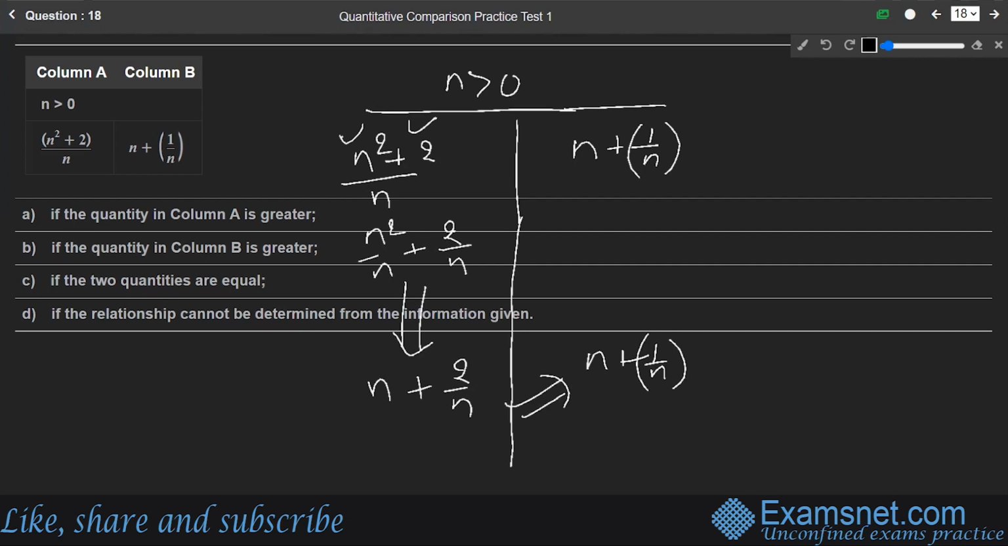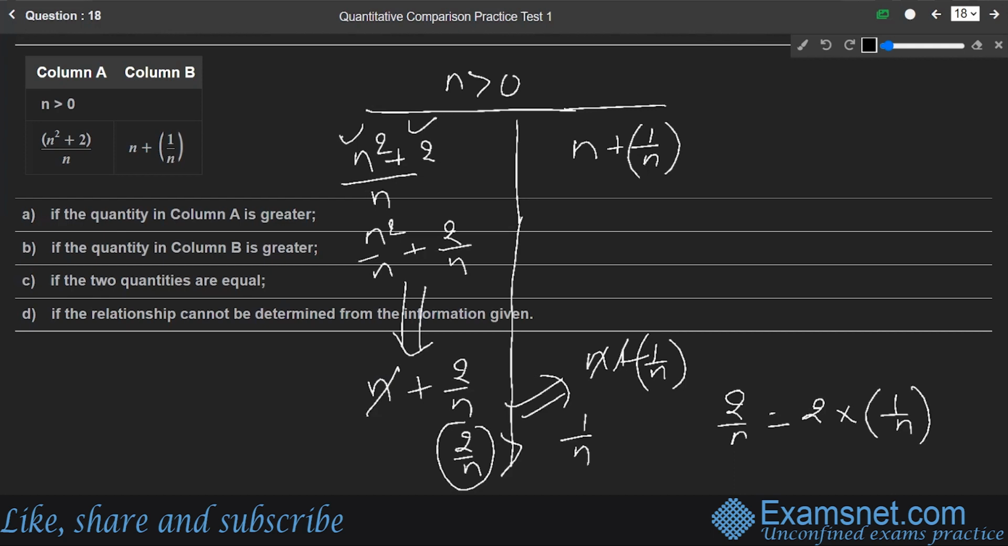So we have two things to be compared, n plus 2 by n and n plus 1 by n. The n is common in both the terms, so that can be neglected. Ultimately we have to compare 2 by n and 1 by n. If n is positive, then 2 by n is actually twice of 1 by n. Clearly the twice value will be higher than the single value. So obviously 2 by n is greater than 1 by n.